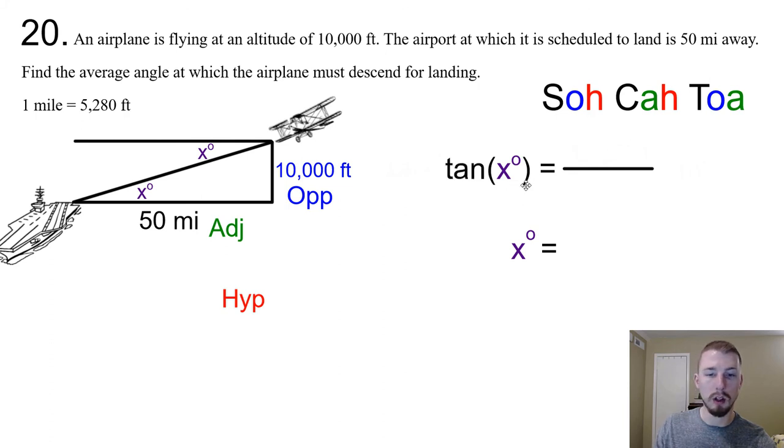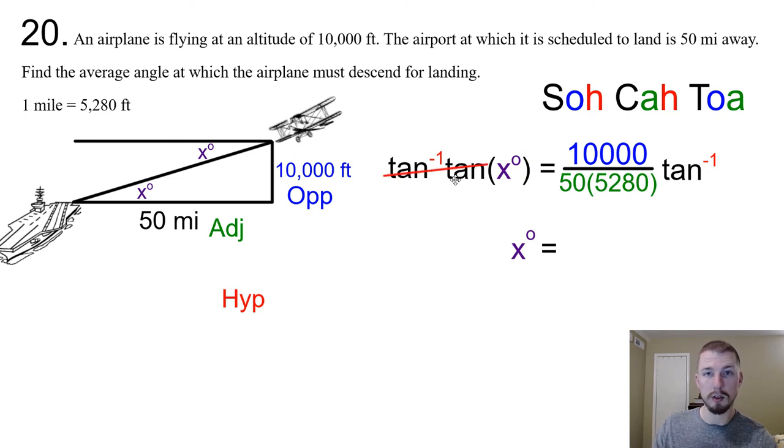So the tangent of our angle x is equal to 10,000 divided by 50 times the number of feet that we have in a mile. So that'll change that to feet. All right, so the x in this case is stuck inside the tangent function. Just like we did yesterday, we have to undo it using the inverse tangent. If we take the inverse tangent of one side, we have to do tangent inverse of the other side as well to keep it balanced. Those two are going to cancel each other out because they're inverse functions of each other, leaving us with x equal to the inverse tangent of all that stuff.